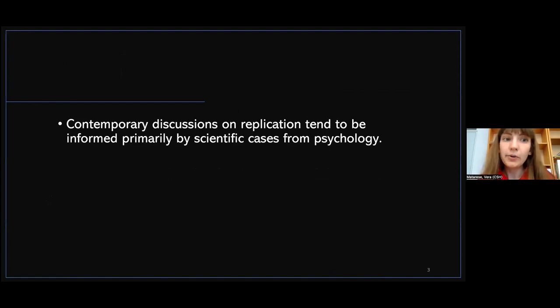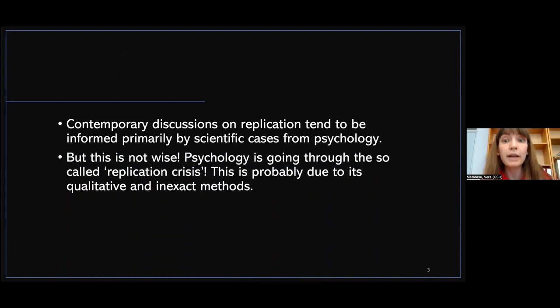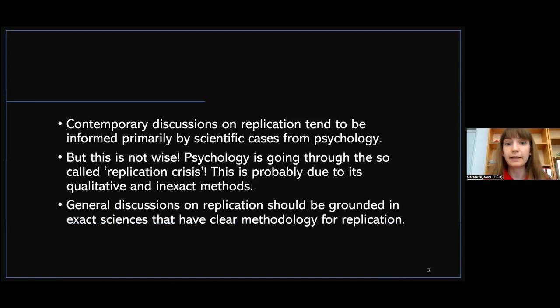This approach is pretty new because contemporary discussions on replications are primarily informed by cases from psychology. And we do not think that this is a very wise approach because psychology is one of the disciplines that is going through the so-called replication crisis. And the reason why it's going through the replication crisis is probably due to the fact that it's based on qualitative and inexact methods. So we think that it's much more fruitful to go into exact quantitative disciplines like astrophysics or cosmology, which are not going through a replication crisis, which normally deal with replication problems very well, and to see what the methodology of replication is in those sciences.